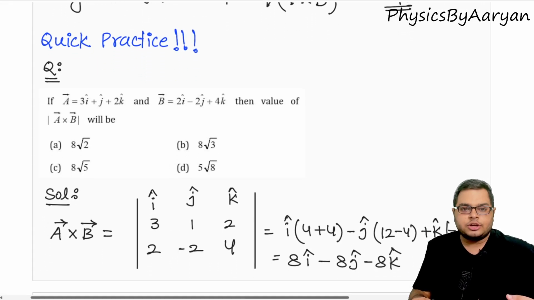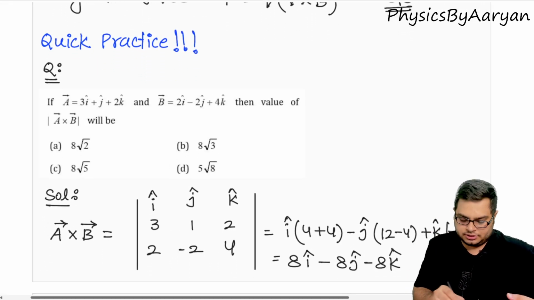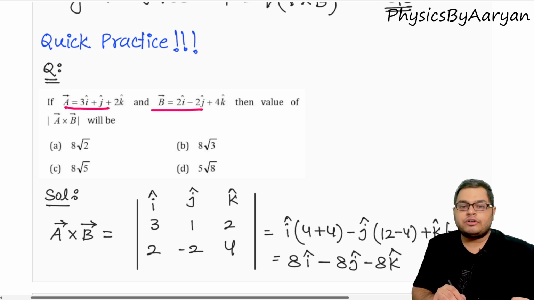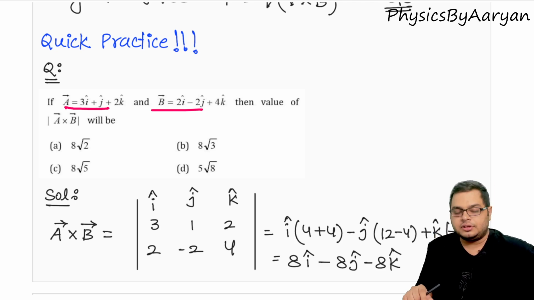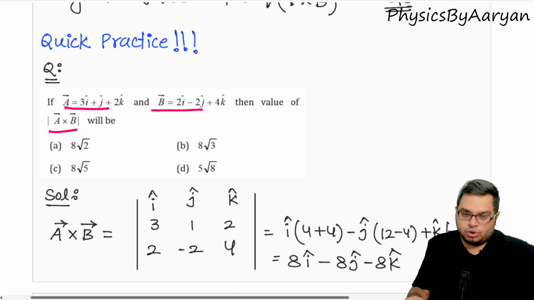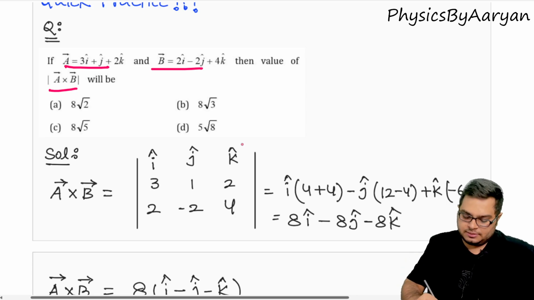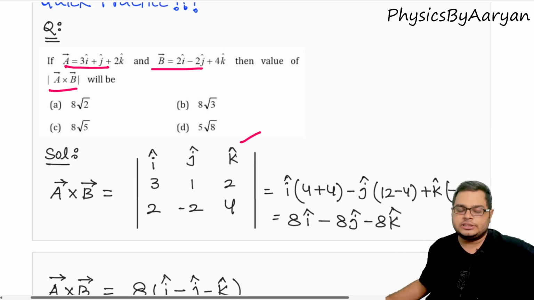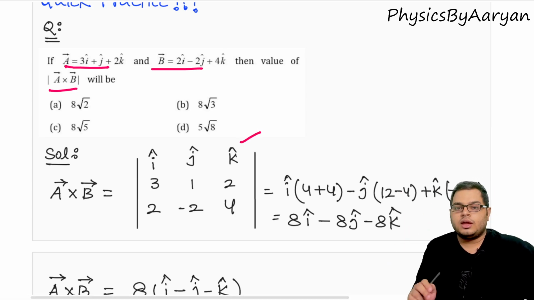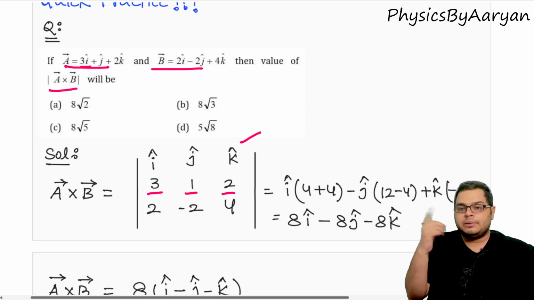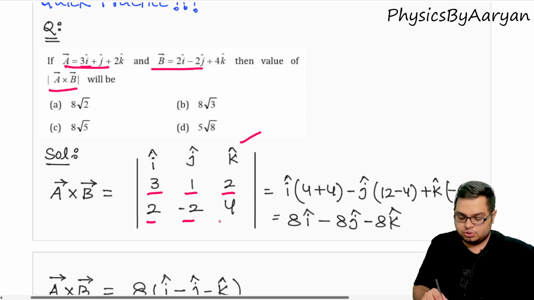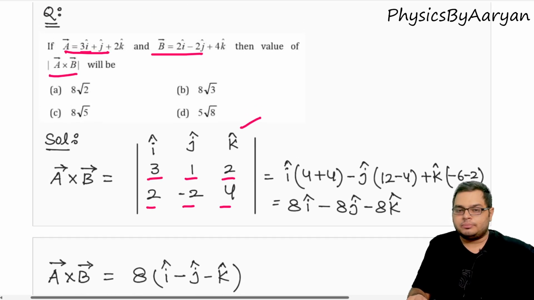So this is a question that you have. You are given A vector and B vector, and you have to find the magnitude of A cross B. You don't only have to find A cross B, but you have to find the magnitude of A cross B. So let's first find A cross B. How do I find A cross B? I write i cap, j cap, k cap, and I put two parallel lines which basically represent the determinant. Then I write my first vector. The first component is 3, so I write 3. The second is 1, and the third is 2. Similarly, my B vector: the first component is 2, the second is minus 2, and the third is 4. And then I just simply solve my determinant.